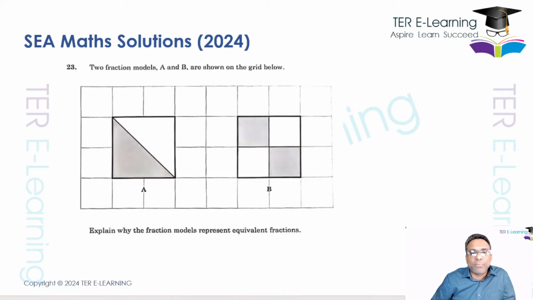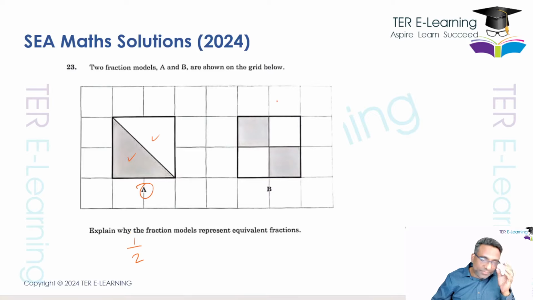We have 2 fraction models, A and B, shown on the grid below, right? Explain why the fraction models are equivalent fractions. So in this first one here, the first diagram, A, right? You realize that we have 2 equal parts. We have this here and we have this here. But you're only shading one part of it. So therefore, in that first model there, that actually represents a half.